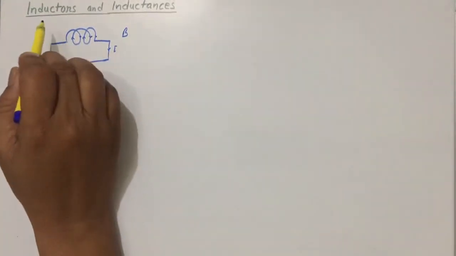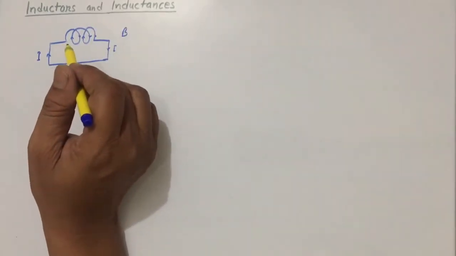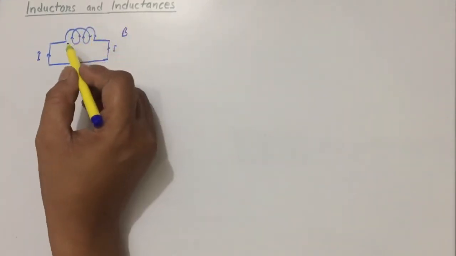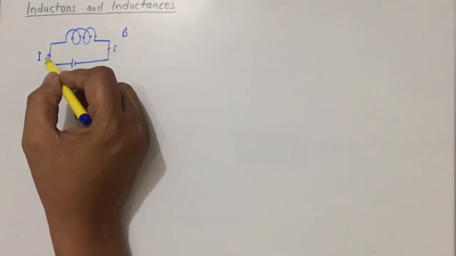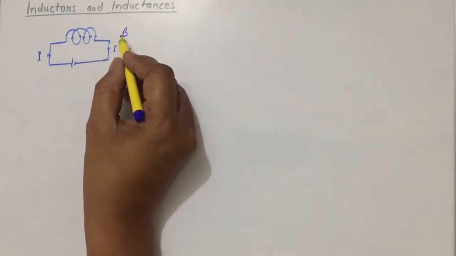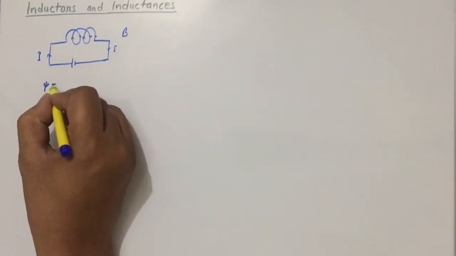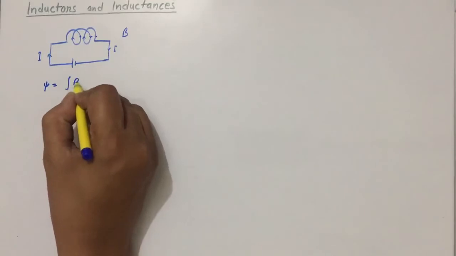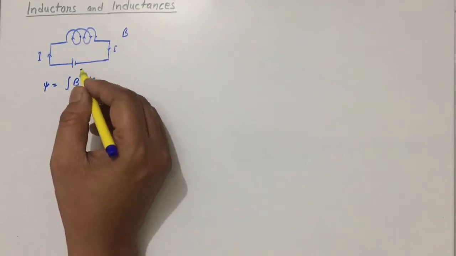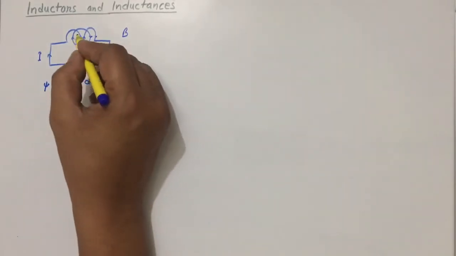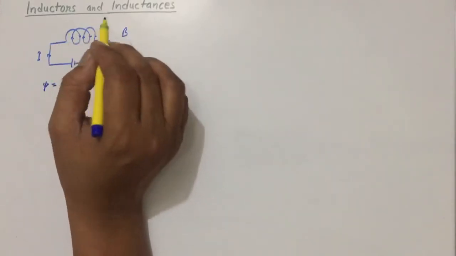Now let us discuss inductors and inductances. For that purpose, let us assume a closed conducting path carrying a current I, and due to this current a magnetic field B is produced. This magnetic field causes a magnetic flux that can be written as B dot ds. We have studied this. And this flux passes through each turn of the coil.